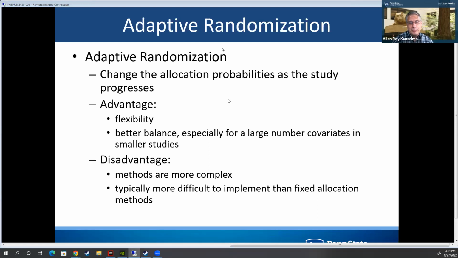REDCap can do simple randomization and stratified randomization, not these adaptive randomization methods. When I talk about more complex, it's going to cost money because it's not simple to do. Somebody would have to program these adaptive randomization methods, so you'd have to account for that in your budget. A lot of pharmaceutical companies definitely do adaptive randomization, but they have a lot more money and resources to afford to do a lot of these things. But it's a very good approach to do.